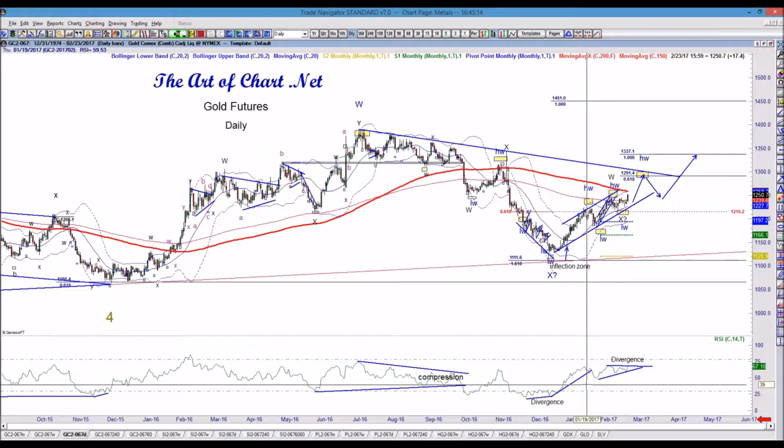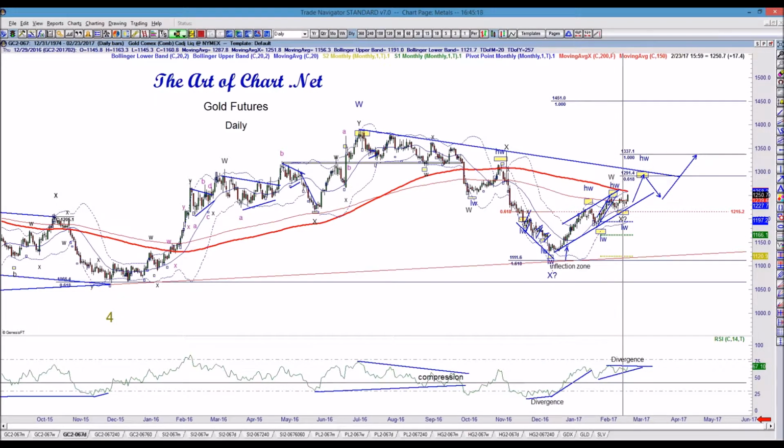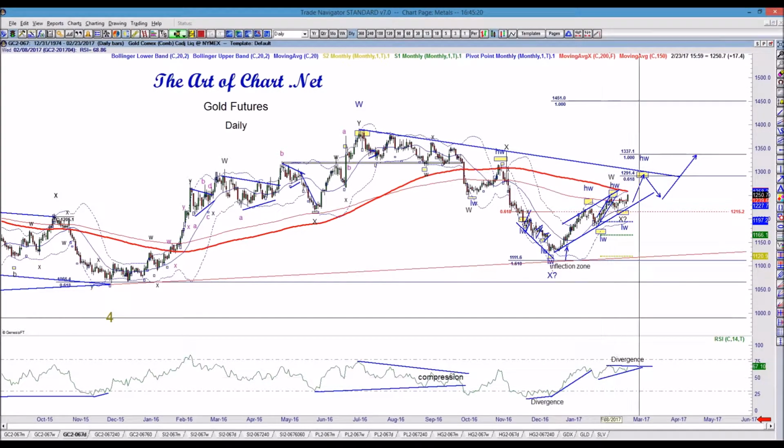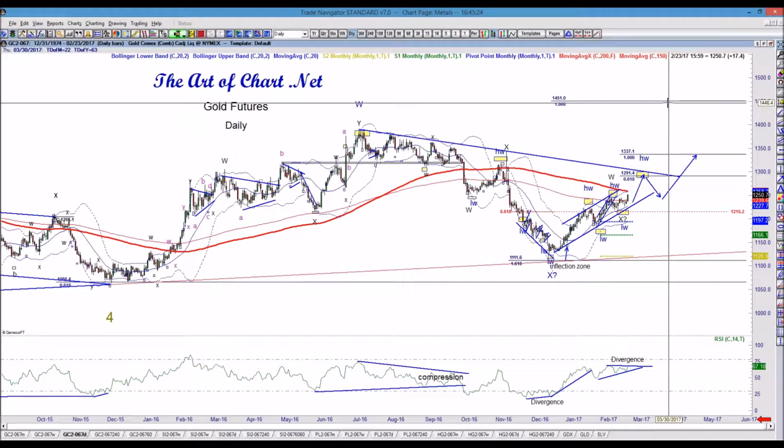This is signaling a possible reversal. Now, the thing I do is I pay attention to the charts, not what people say. Everybody is bullish on gold. Everybody's like, oh, we're going to 1,400. And by the way, I agree. I think this year we're going to get a major expansion in gold to the upside.